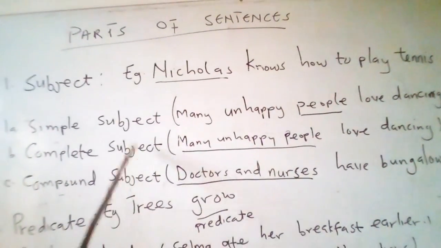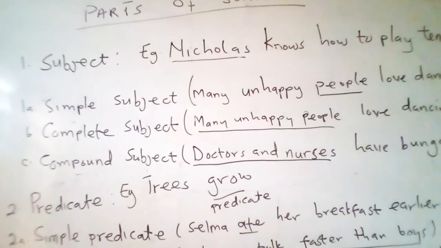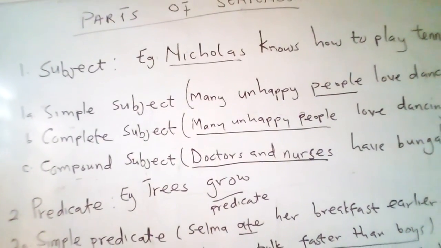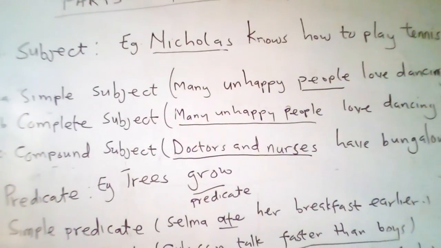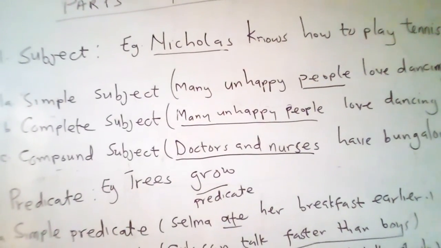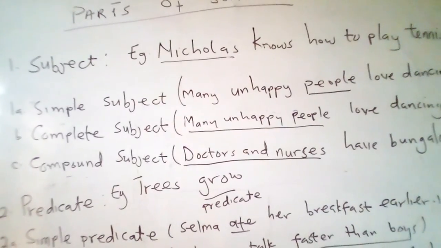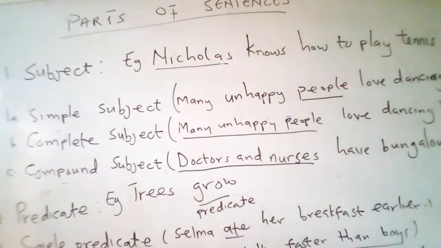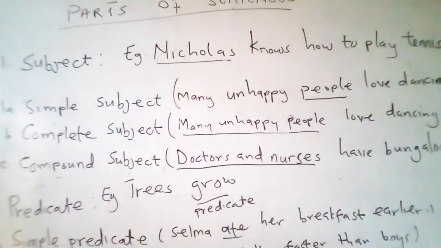A complete subject is the simple subject and all the words which modify it. Many unhappy people love dancing. The modifiers many and unhappy are joined to people to form the complete subject. So many unhappy people is the complete subject.